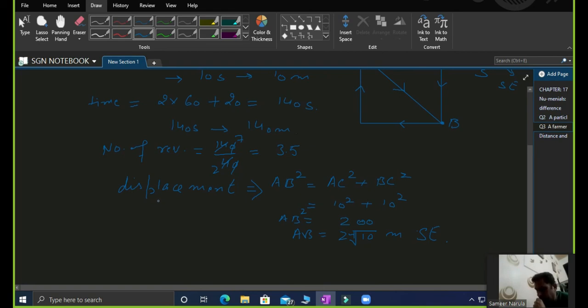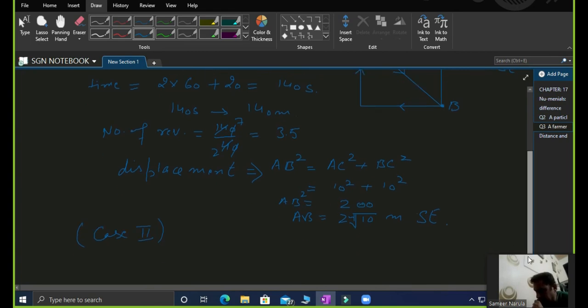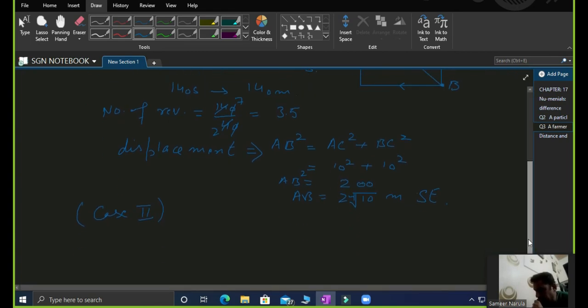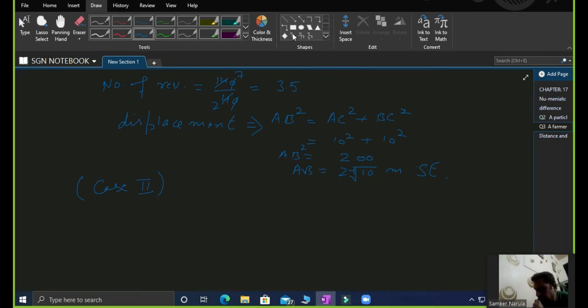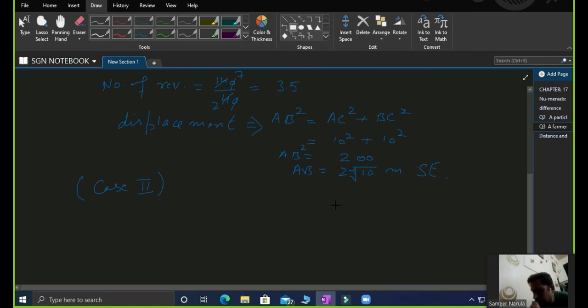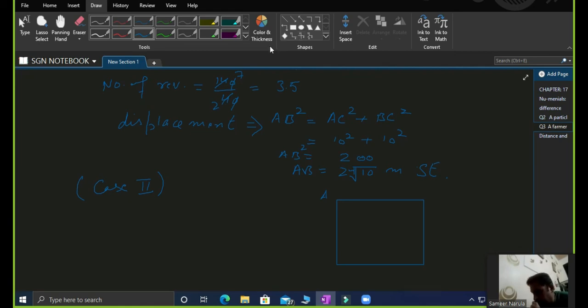This is the case number 1 that we have just discussed. Now we just discuss the case number 2. In the second case, what we have now, for example, your object. Now once again, we just have a diagram. This is the square that we have with us. This is your A.